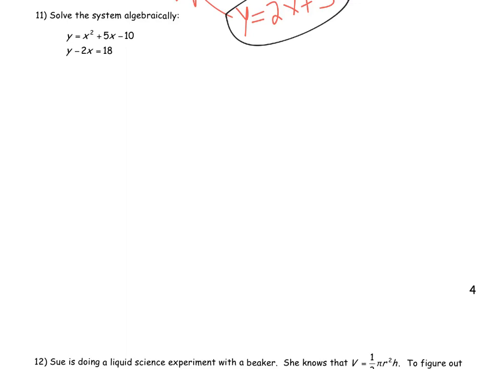Let's look at question number 11. So question number 11 says to solve a system algebraically. Okay, so our two methods for solving systems are what? You have elimination and substitution. So I'm going to do this by substitution.